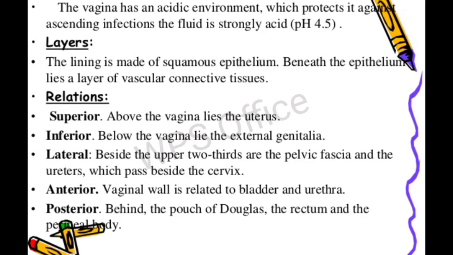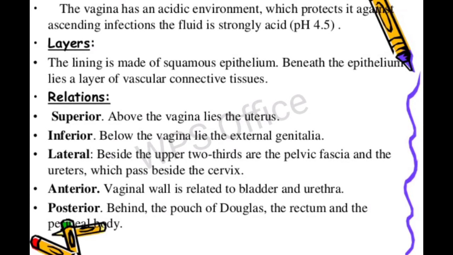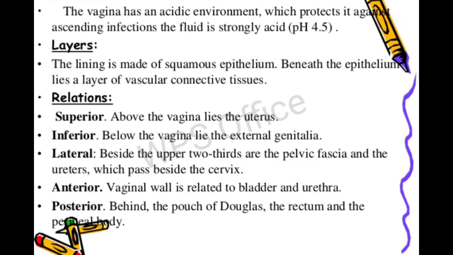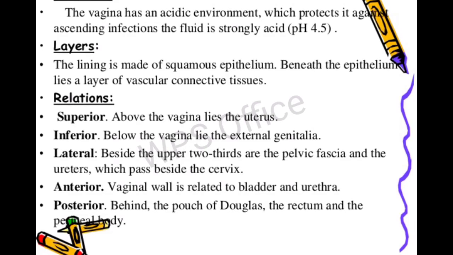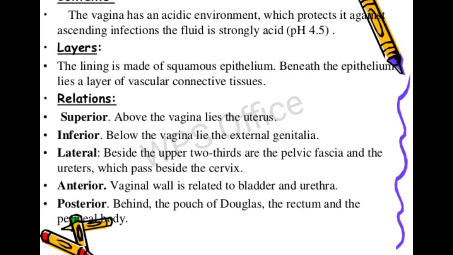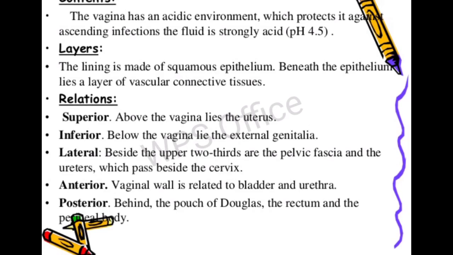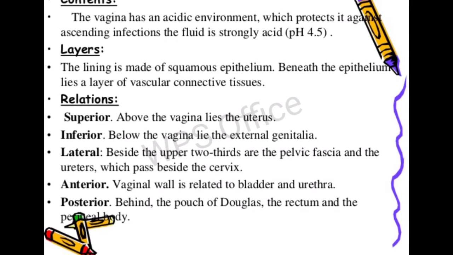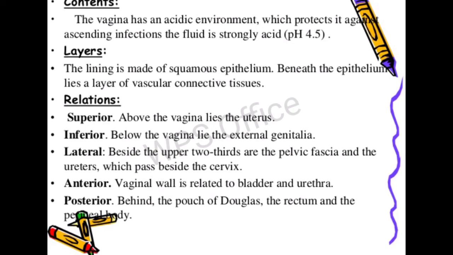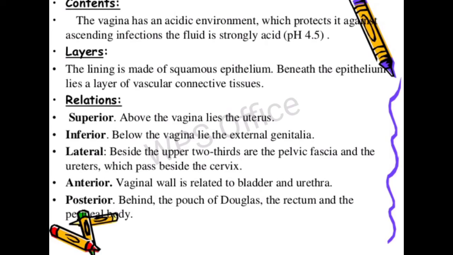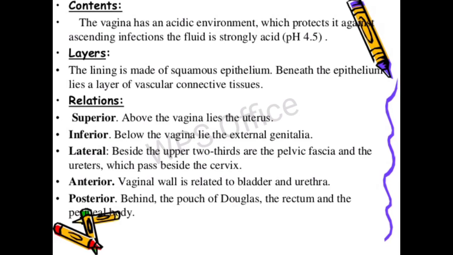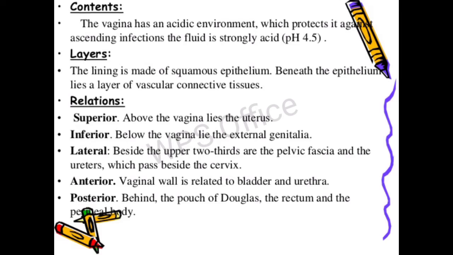The lining of the vagina is made up of squamous epithelium, and beneath the epithelium lies the vascular connective tissue. Superior to the vagina lies the uterus. Inferior, meaning below, lies the external genitalia. On the lateral sides lies the pelvic fascia. Beside the upper two-thirds are the pelvic fascia and the ureters, which pass beside the cervix. In the anterior portion lies the vaginal wall, and in the posterior portion lies the pouch of Douglas, that means the rectum and the perineal body.